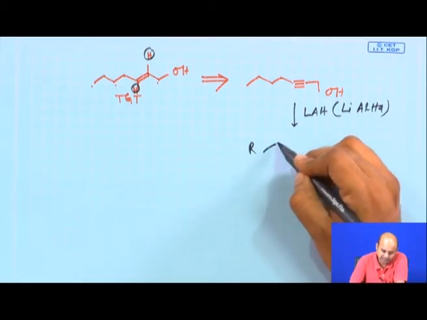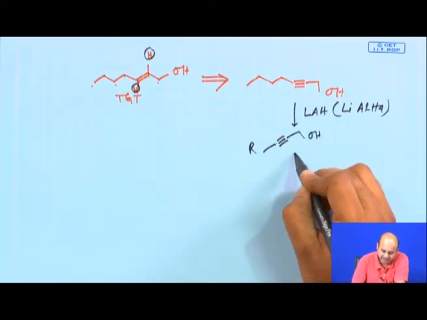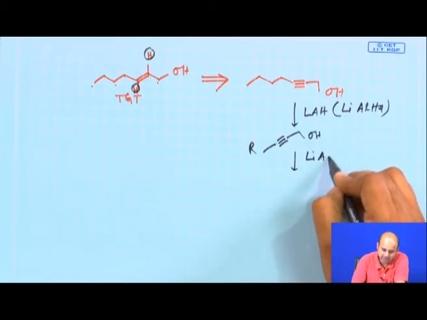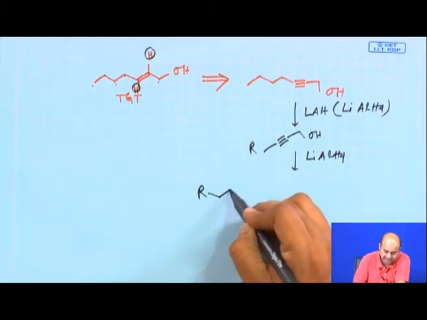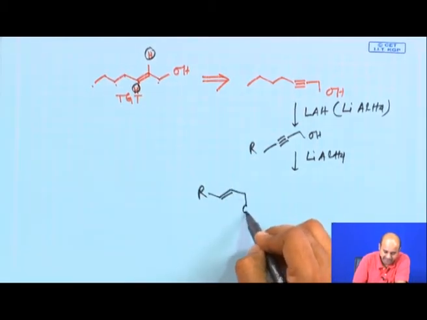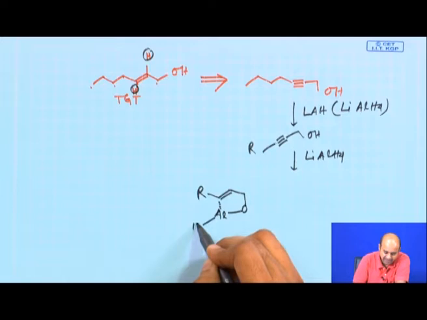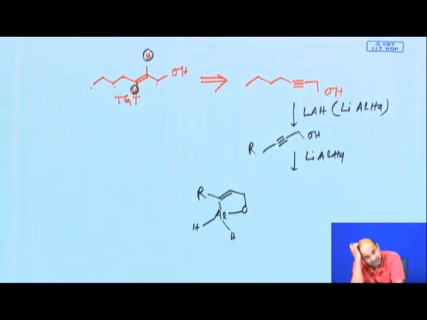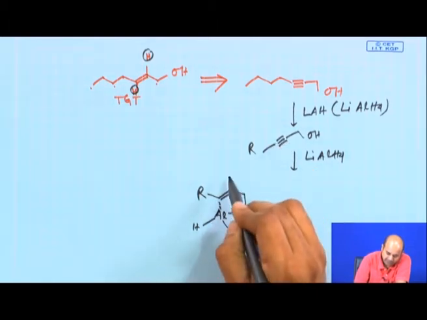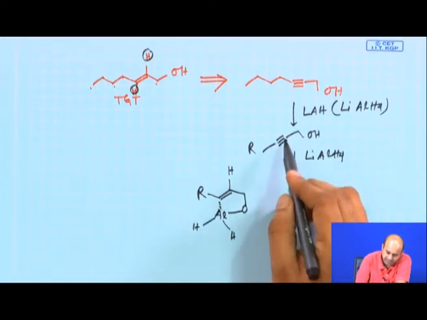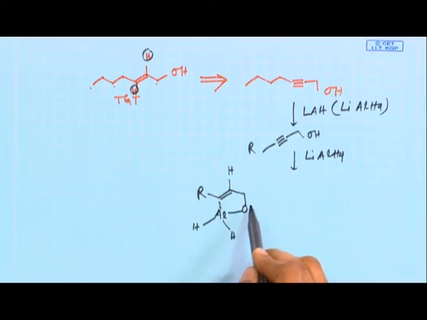Usually, if you have such a propargylic alcohol as a starting material, normally on exposure to lithium aluminum hydride, you will basically end up with an initial step that gives you a cyclic aluminate species, where one of the hydrogens from the LAH has already attacked this particular triple bond. Now, this cyclic aluminate basically has to be on the same side.